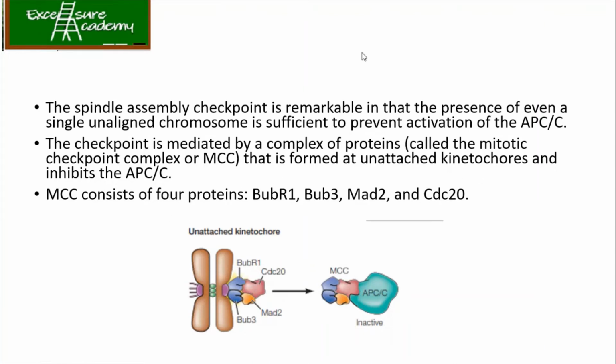Okay, now what does the mitotic checkpoint complex consist of? It has got 4 proteins: BUBR1, BUB3, MAD2 and CDC20. Okay, so they are present when the kinetochores are not attached to the spindle fibers. So 4 proteins are there: BUBR1, CDC20, MAD2, BUB3. What are these? These are your MCC. Okay, now when it is not attached, then MCC is ensuring that APC remains inactive.